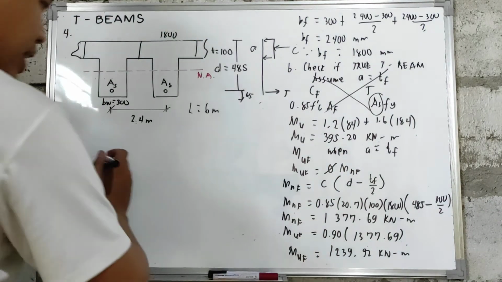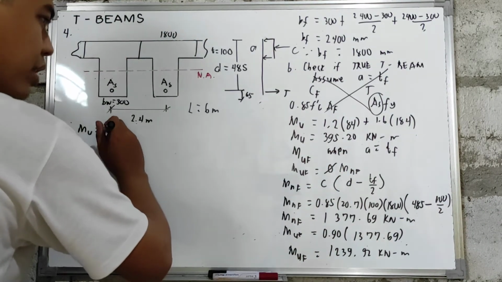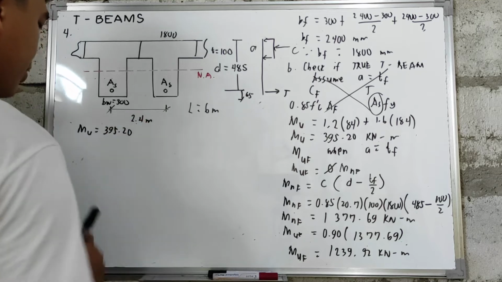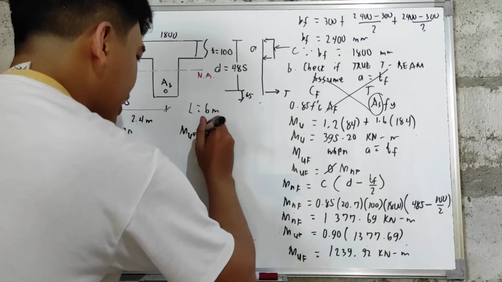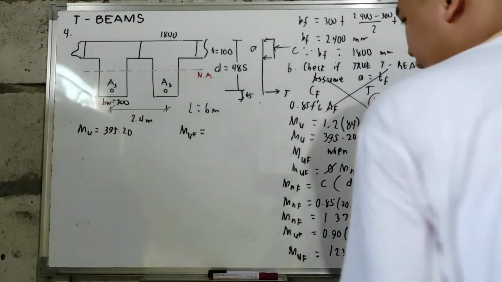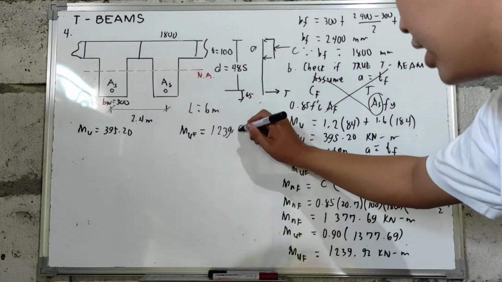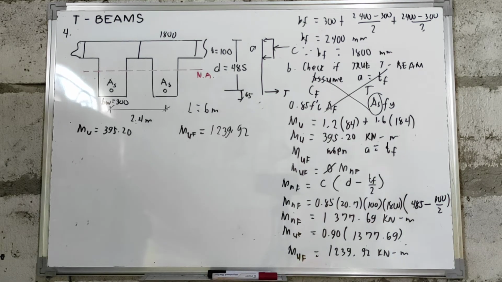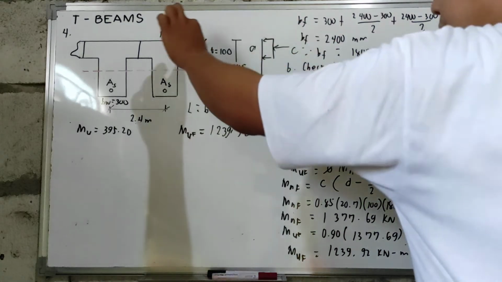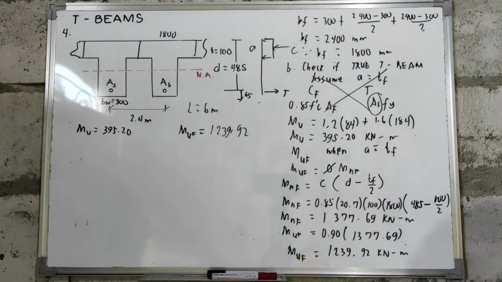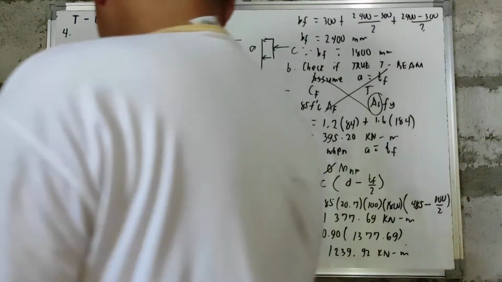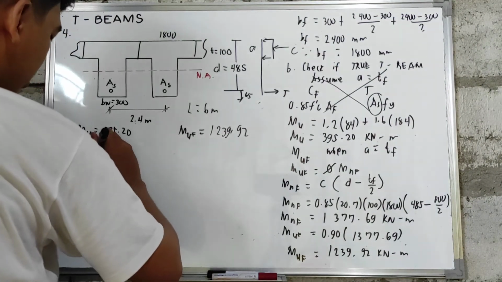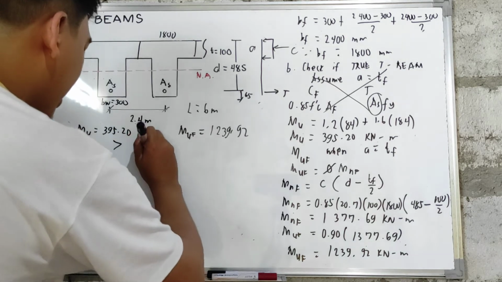So yung dadalhin ng beam natin, that is only 395.20 kilonewton meter. Tapos, yung MUF naman natin, na kapag kinonsider natin yung flange natin, that is 1,239.92 kilonewton meter. So pagko-compare natin yung dalawa, so yung MUF natin, yun yung moment kapag kinonsider natin yung compressive force natin, it will act dun sa thickness ng flange natin. So with this, pagko-compare natin sila, since yung MUF natin is greater than to the value ng MU natin.